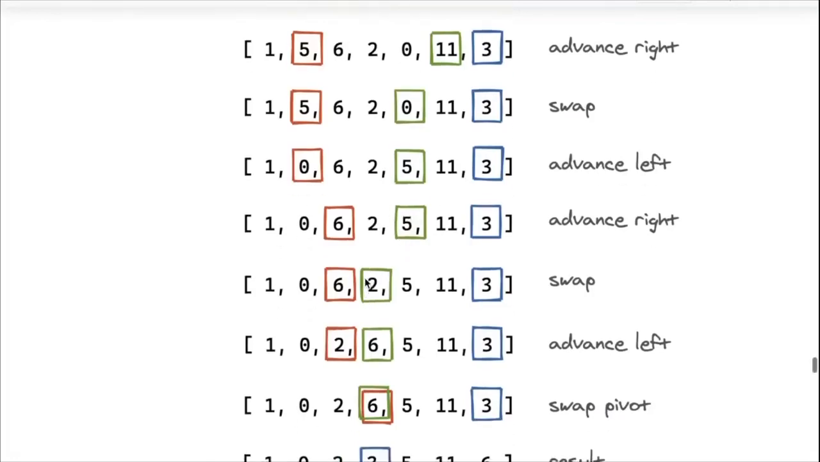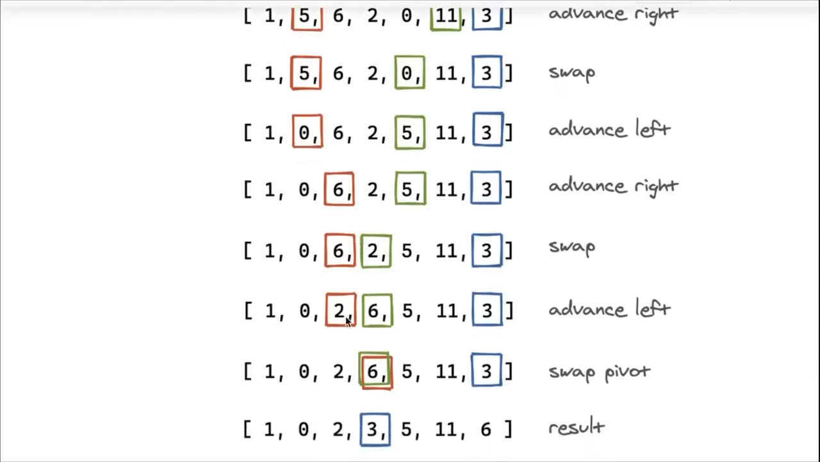So now once again we end up in this position where the left element is larger than the pivot. So we check the right element. The right element is smaller than the pivot. We want it to be larger. So we swap these two because these two are once again out of order. And now you can see that 1, 0, 2 are all smaller than the pivot and 6, 5, 11 are all larger than the pivot. So we do one final check.